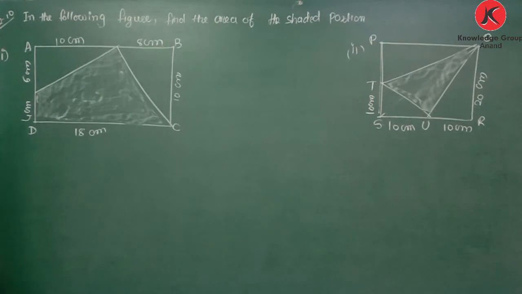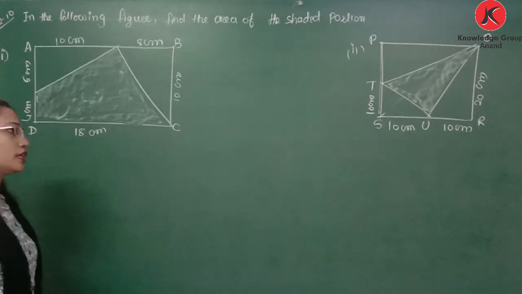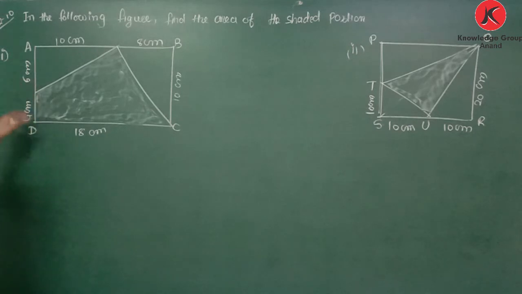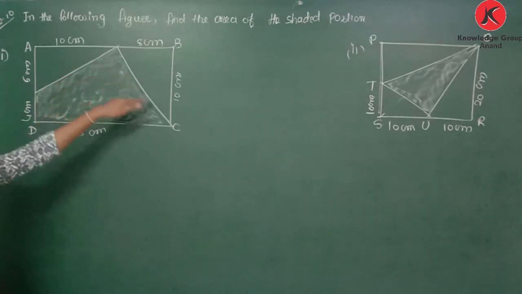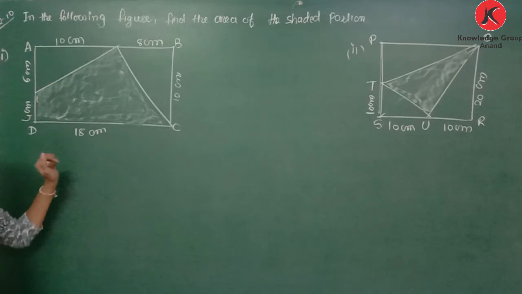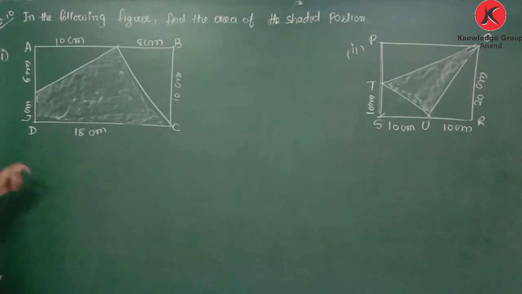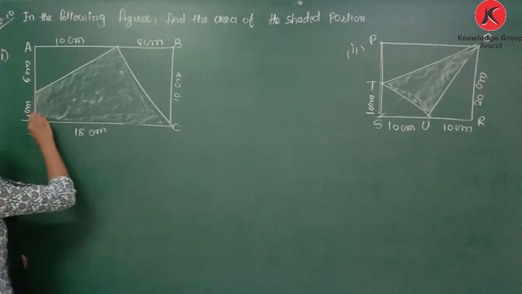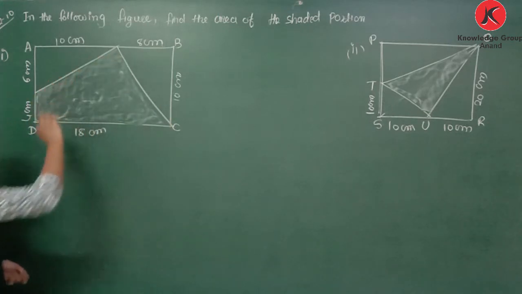Now next question, question number 10. In the following figure, find the area of shaded portion. So here you can see this figure is given and we need to find the area of this shaded portion. So how can we find this area of a shaded portion? You can see there is no equation for this kind of shape.